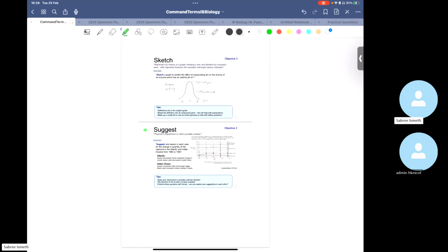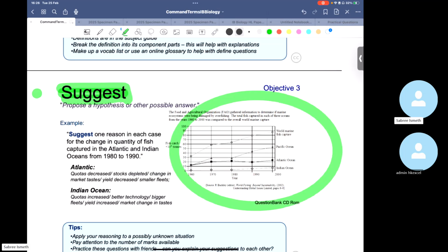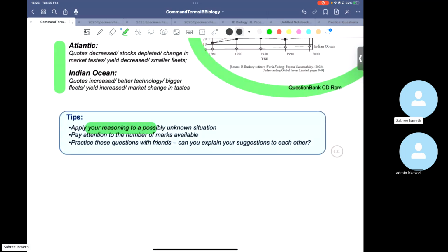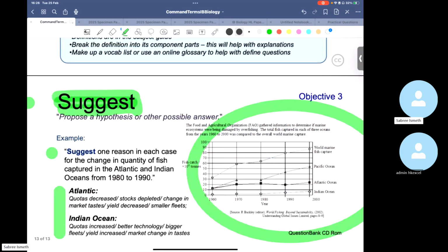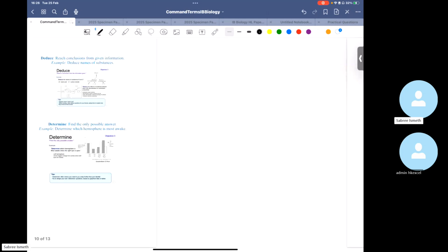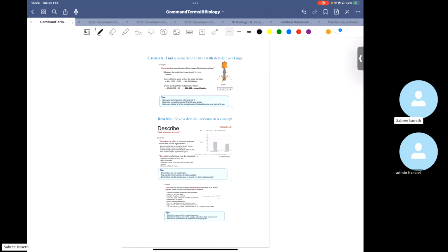Like we just spoke about, this is an example of a suggest database question and how we would approach it. This is the actual question from an IB paper and how we can use this graph to answer the question. This is like the marking scheme and special tips for that type of command statement: applying reasoning, pay attention to number of marks, practice these questions. Also, suggest questions usually have a larger marking scheme because they have a bigger scope for answers. So for each of these command statements, I want you to keep this booklet next to you so it allows you to practice and eventually it becomes habitual for you when you attempt those questions.